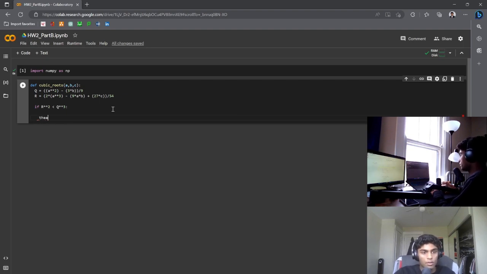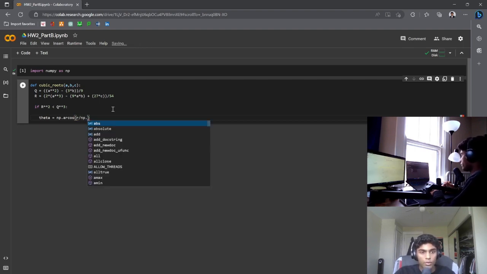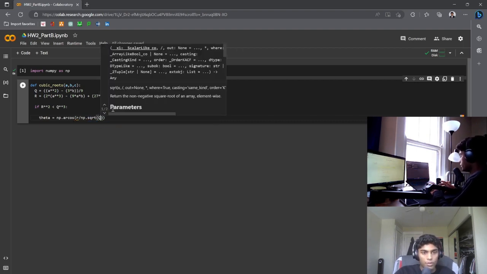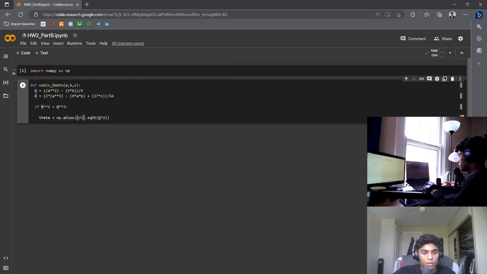So theta is going to equal the cosine inverse, so np.arccos of r over the square root of q cubed. So r over np.sqrt of q cubed. Right? So that should get us our theta value, and then we can go ahead and calculate our x1, x2, x3.